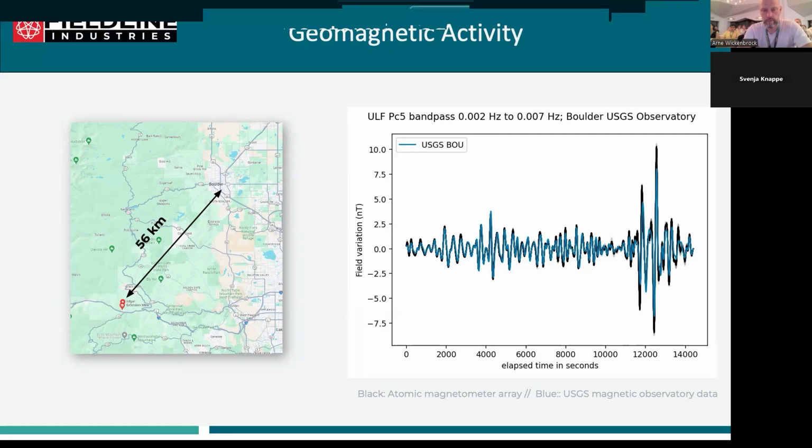These are big geomagnetic activities. People are building observatories just to measure that, because these geomagnetic storms can actually destroy infrastructure because they create ground currents and things like that. So people are interested in monitoring geomagnetic storms, and we managed to capture one of them.